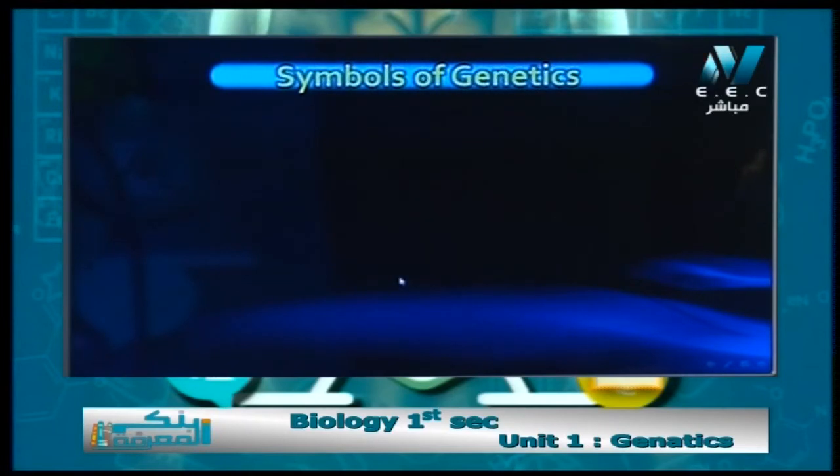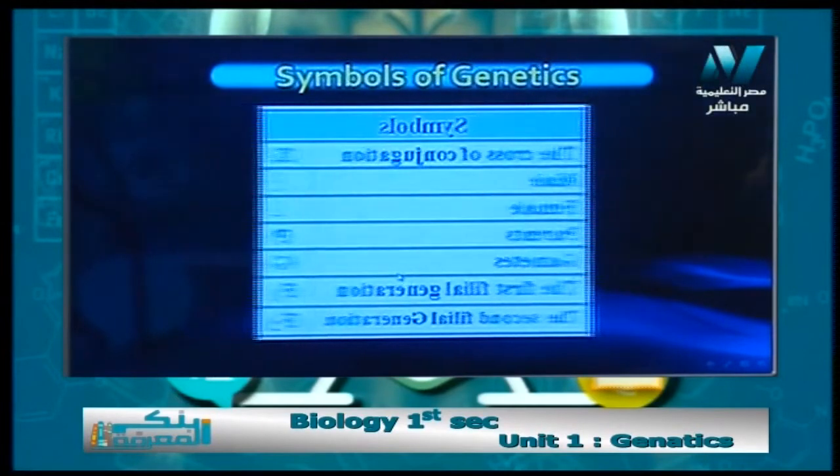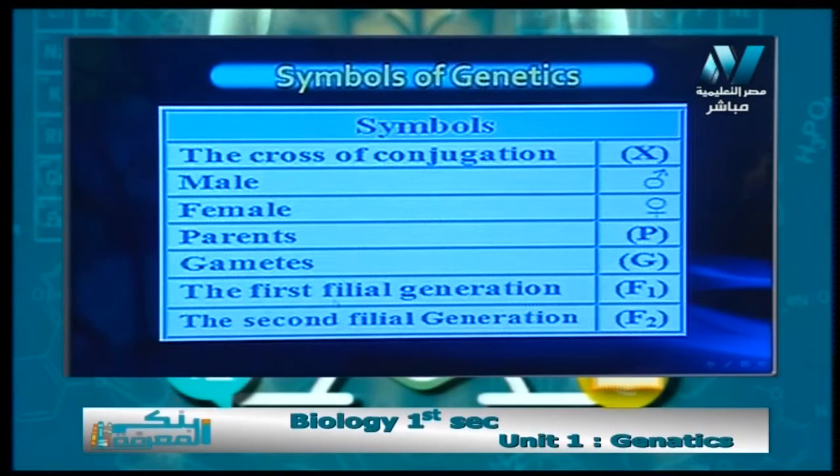Some symbols of genetics. Cross here means conjugation or make reproduction. This is the symbol of male. Another symbol for female. Parents, gametes, first offspring, second offspring.